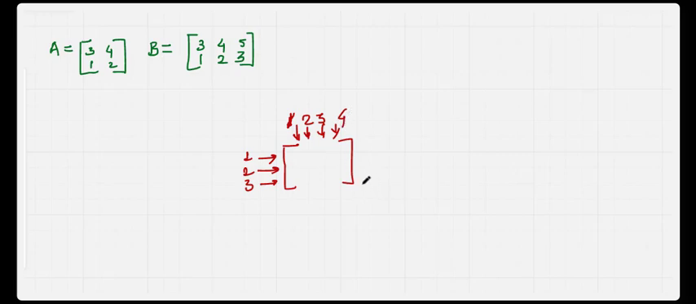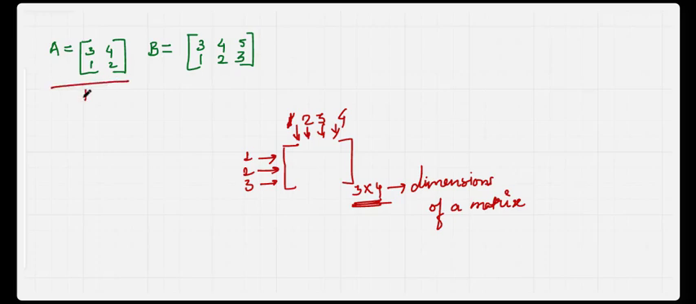So what will be the dimension of this matrix? Dimension is nothing but number of rows multiplied by number of columns. So this matrix is of dimension 3 cross 4. So this is nothing but dimensions of what? Of a matrix. So this is how you write dimensions of a matrix. Now here you can see I have taken one matrix as A. So the dimensions for this is 2 cross 2 because I have 2 rows and 2 columns. And dimension for B is nothing but 2 rows and 3 columns here.